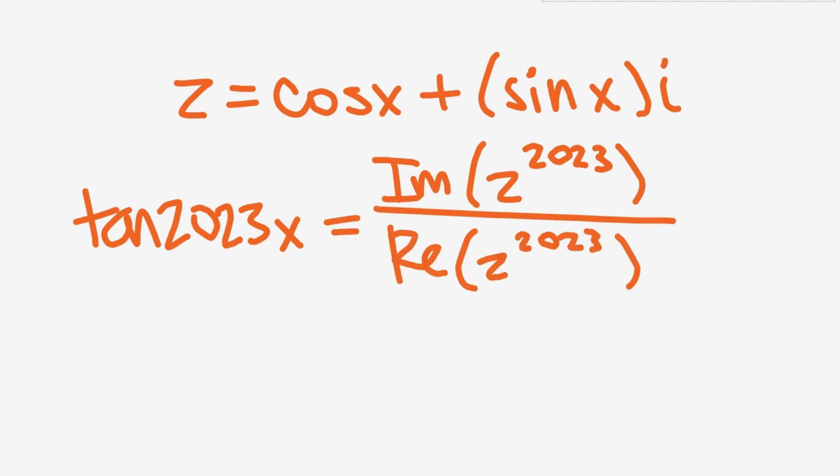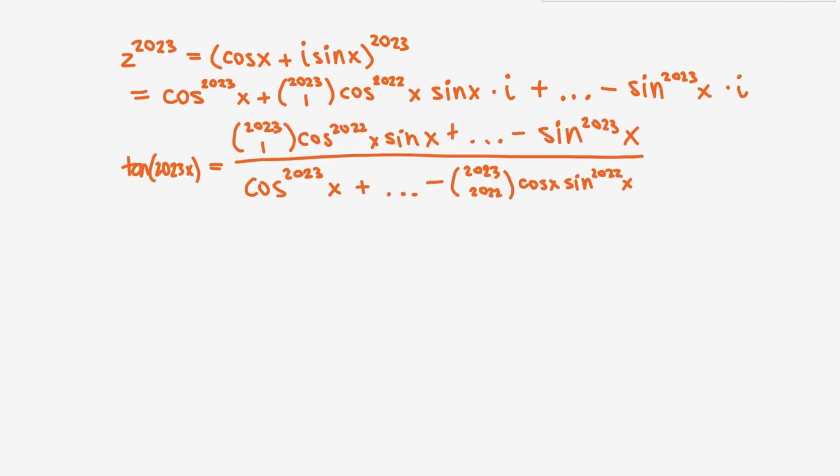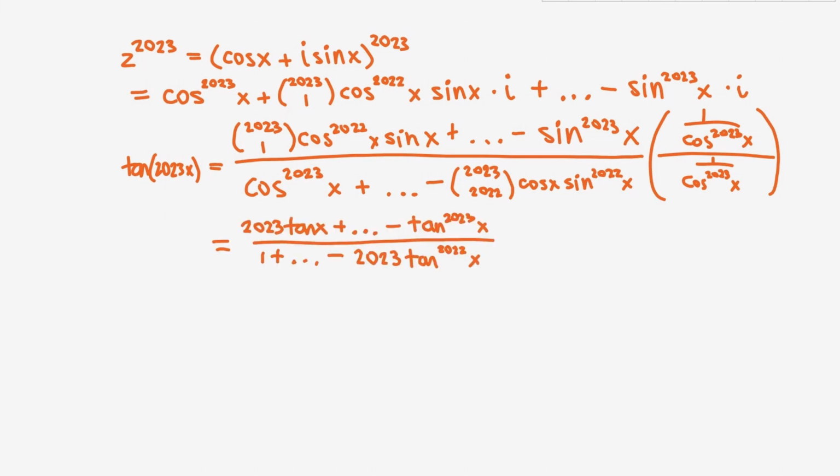With this in mind, we evaluate z to the 2023rd power to get the following by the binomial theorem. Dividing the imaginary component by the real component, we get the following for the value of the tangent of 2023x. We can manipulate the sines and cosines into tangents by dividing the top and bottom of this huge fraction by cosine of x to the 2023rd power, giving us the following. Thus, our desired answer is -1.